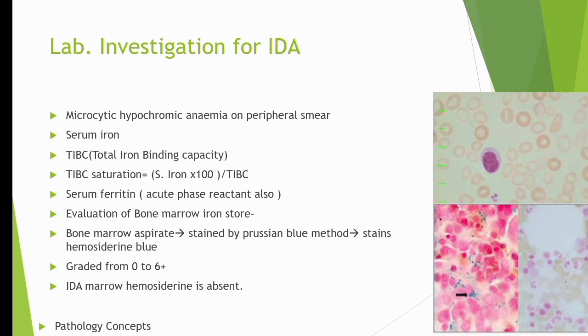Evaluation of bone marrow iron store is the gold standard for determining the iron depleted state of the patient. Bone marrow aspirate is stained by the Prussian blue method, and hemosiderin, seen intracellularly in the macrophages, is stained blue. Hemosiderin stored in the marrow is graded from 0 to 6 plus. In iron deficiency anemia, marrow hemosiderin is absent.